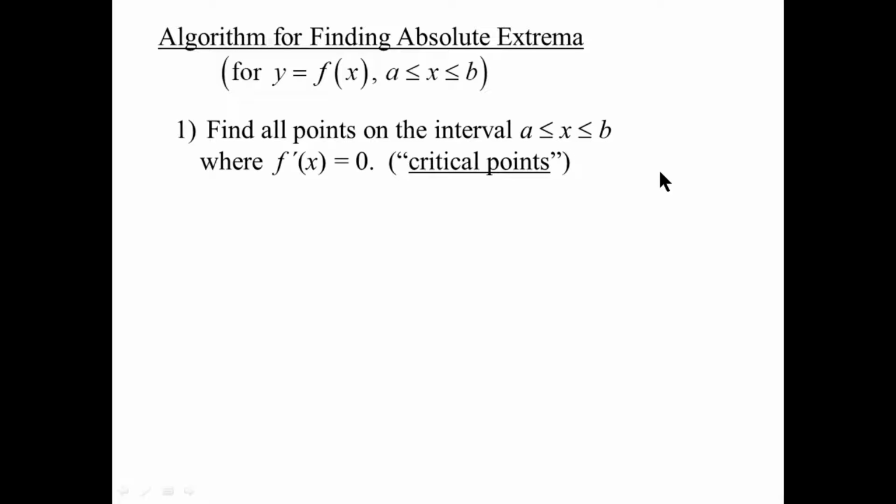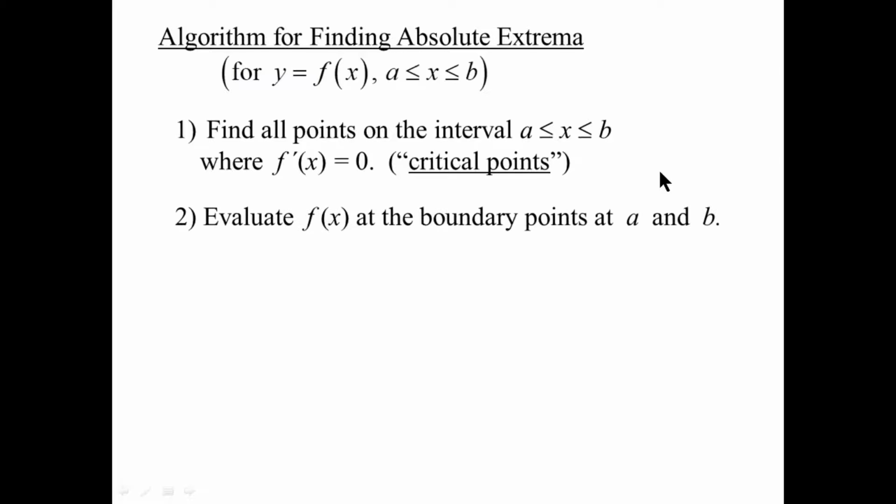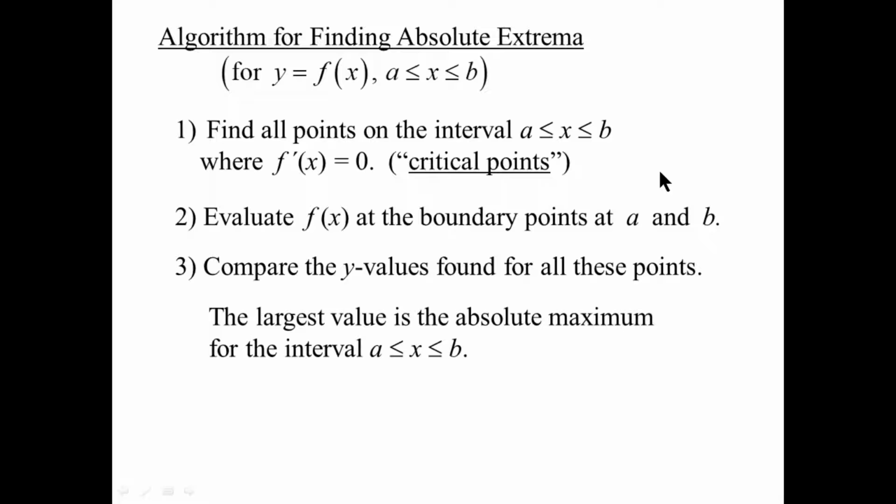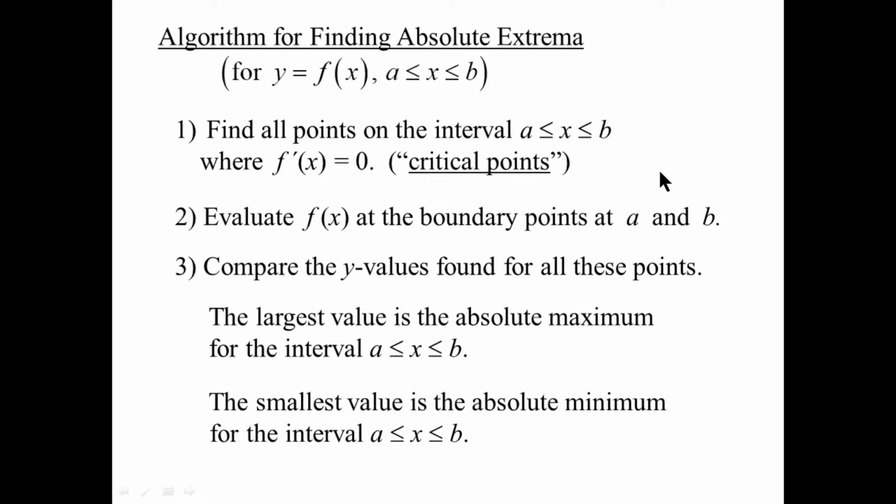First, find all the points on the interval from a to b where the derivative is equal to 0. Those points are called critical points. Next, evaluate f of x at the boundary points at a and b. And then thirdly, compare the y values by making a list for all these points. The largest value is the absolute maximum for the interval, and the smallest y value is the absolute minimum for the interval from a to b.